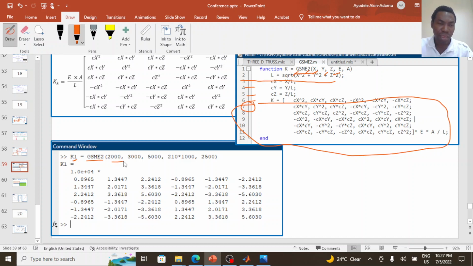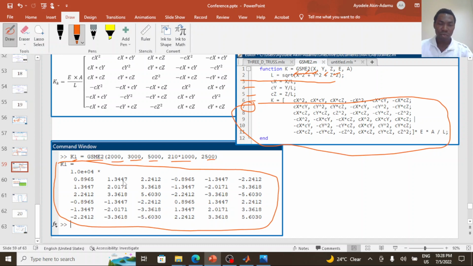2000 is the difference in x coordinate, 3000 is the difference in y coordinate, and 5000 is the difference in z coordinate. This value is the Young modulus, and this value is the cross-sectional area. Once I enter this code and press enter, it returns a 6 by 6 matrix. This is the local stiffness matrix computed in the command window. This is how we compute the local stiffness matrix of a 3D truss system in Matlab.